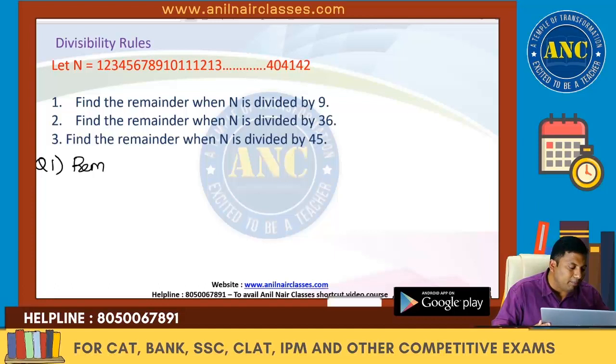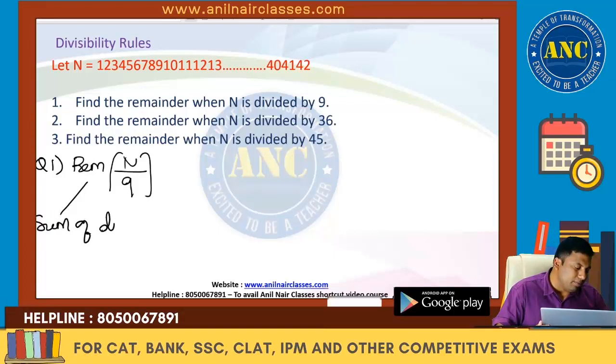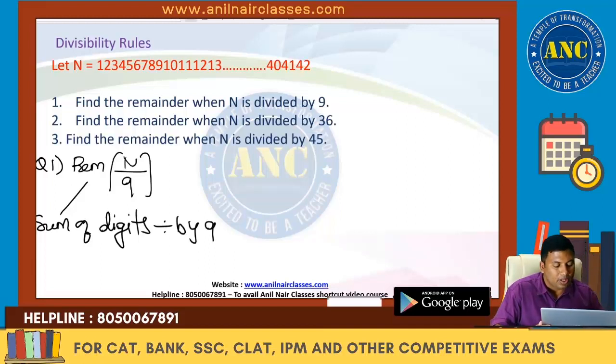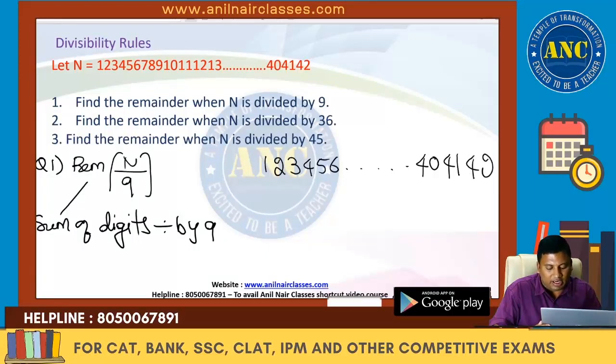Reminder: when the number is divided by 9, the sum of the digits should be divisible by 9. That means the number is 1, 2, 3, 4, 5, 6 and so on up to 40, 41, 42.